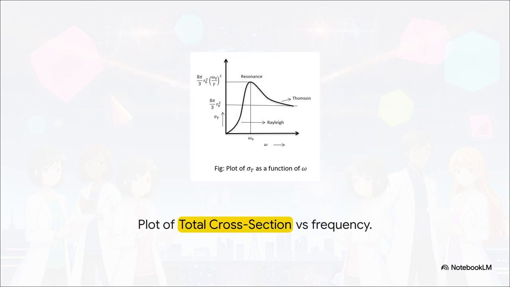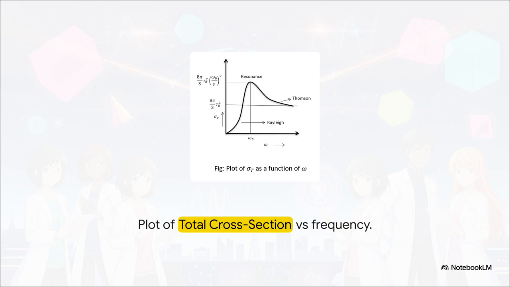And check out how perfectly this graph maps out the table visually. It plots the total scattering cross-section as a function of frequency, omega. You see that flat line extending out to the right? That's Thomson scattering. It's totally flat because, like we just established, it is completely independent of frequency. Now look at that curve gently rising up from the origin.